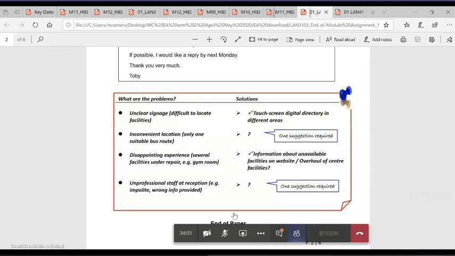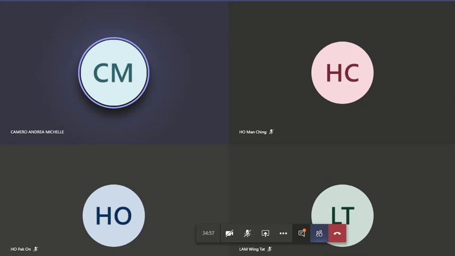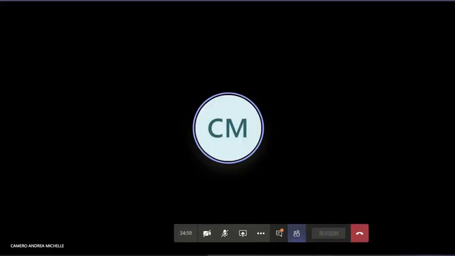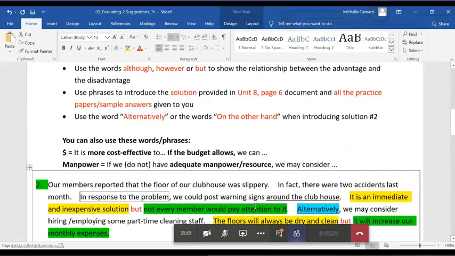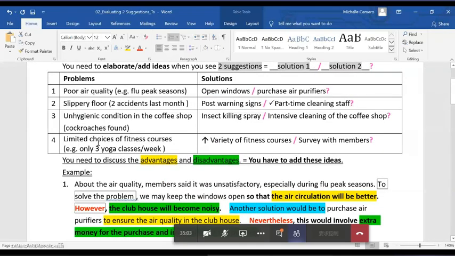So let me go back to this paper that we were talking about. All right, next, the last one is the problem is limited choices of fitness courses, only 3 yoga classes per week. So now we've got a choice. We can have variety of a fitness course or a survey with members. Okay, here they don't give you the verb, but they give you an up arrow, which means they want you to use a verb for this arrow. So maybe it could be increase, enhance, or improve. Those are probably the 3 most popular.